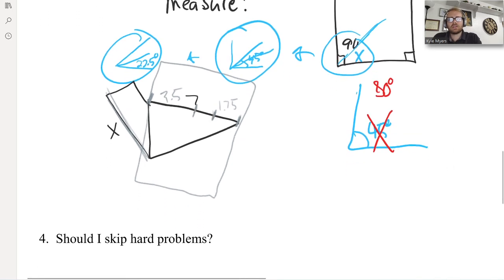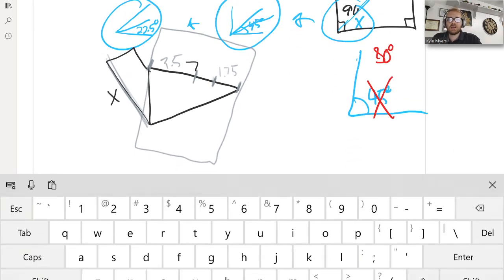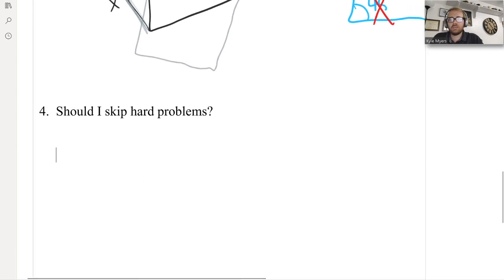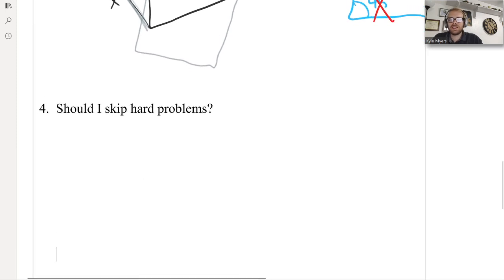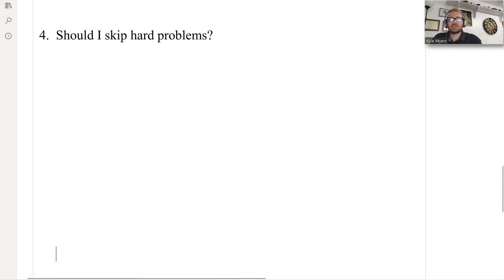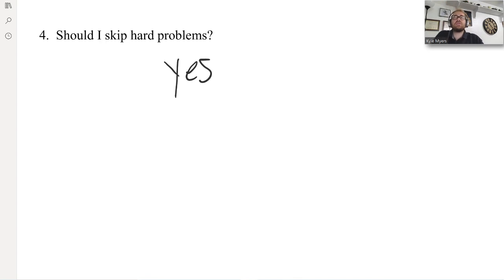All right? So second to last thing here, should I skip hard problems? The easy answer to this is yes. You should skip hard problems. But basically, the reason why I put this on here is because if you skip hard problems, it helps you out. Like it's a mental game. Yes, because it's a mental game. And also because you can come back to them.